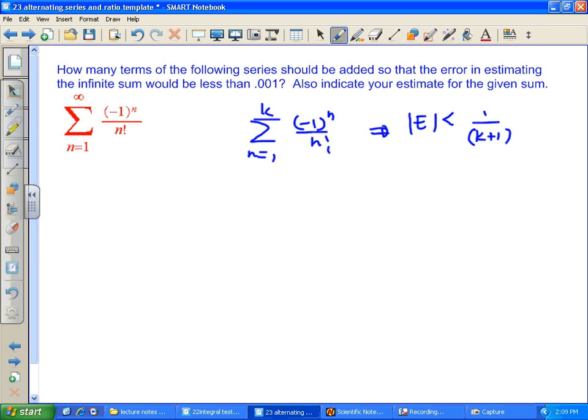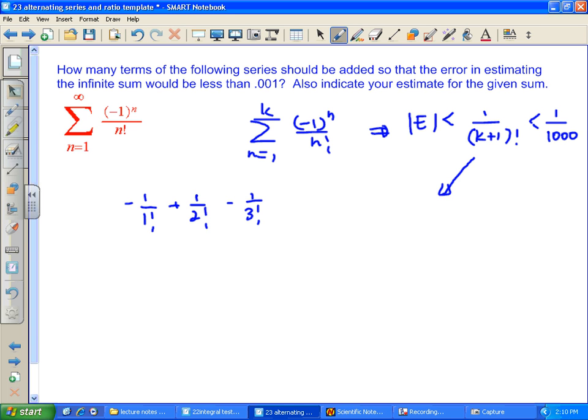Because if you were to write it out, say you have negative 1 over 1 factorial plus 1 over 2 factorial minus 1 over 3 factorial. Exactly. This should be 1 over k plus 1 factorial, right? Like if you add up the first 3 terms, the error should be less than 1 over 4 factorial. If you add up the first 10 terms, the error should be less than 1 over 11 factorial. If you add up the first k terms, the error naturally should be less than 1 over k plus 1 factorial. And we need to know what k should be so that this error is actually less than 1 over 1,000. That's what we want. So we need to solve an inequality here once again.